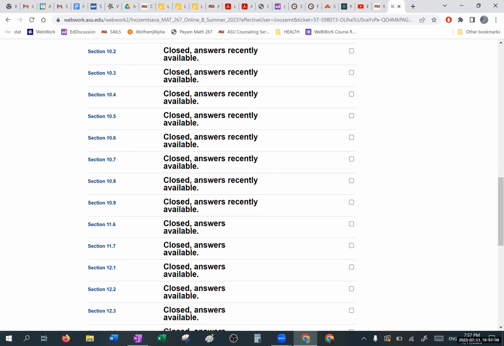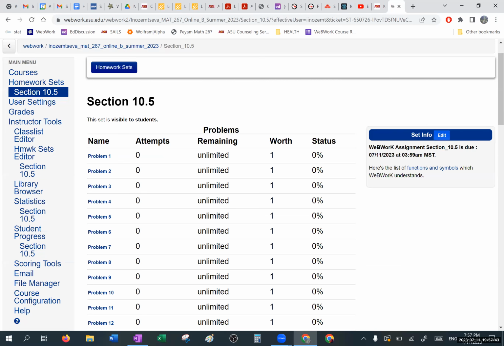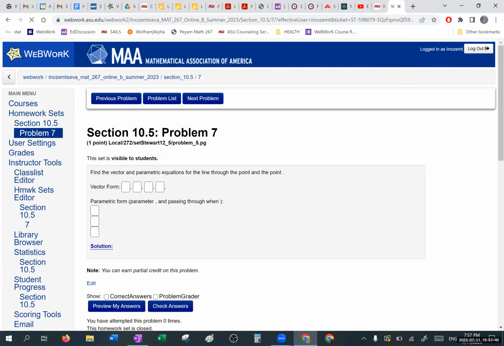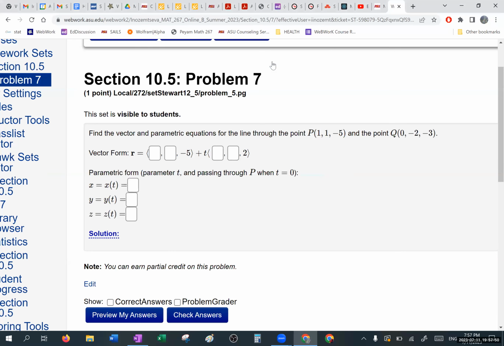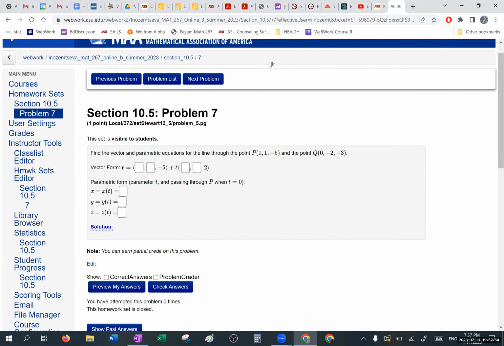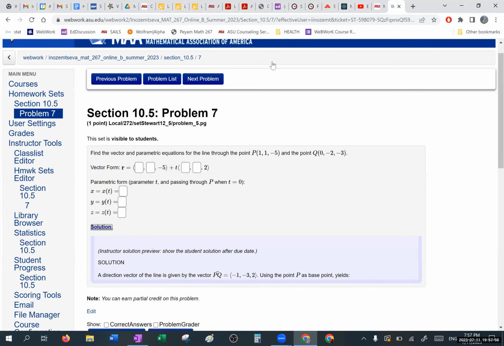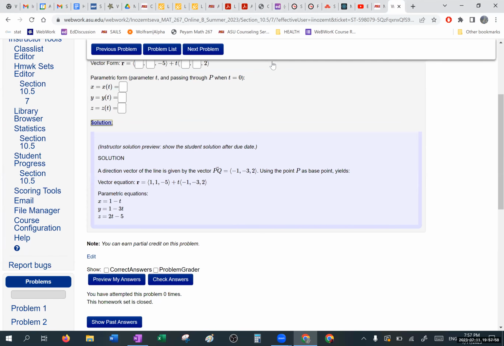For example, 10.5. And you see all of these problems, we just take them out, some of them randomly, some of them not. See, check it out. I think we already worked on this problem through the review and we put it, and now you have all the solutions. I just posted them.